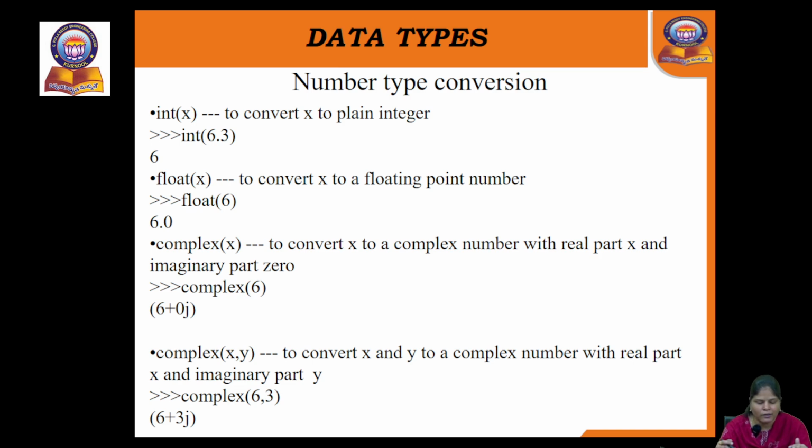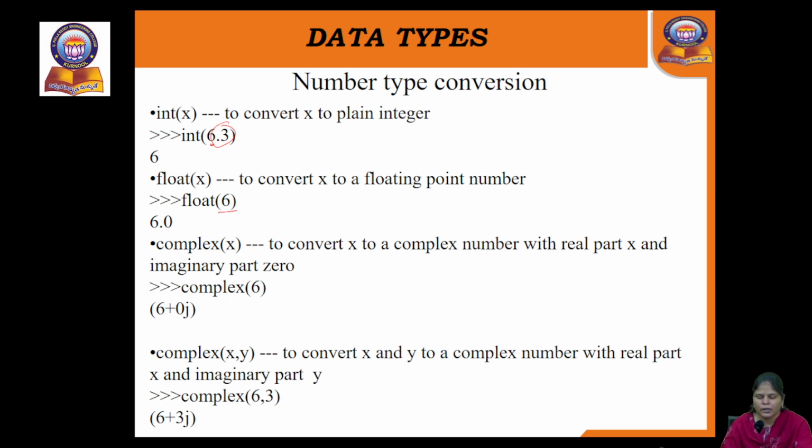So int of 6.3 removes whatever values we have after the decimal, and only the integer part is the output here. Then we have a function called float, which is used for converting an integer to a floating value. You give an integer as input to this function, and it converts it into a floating value, just by adding .0 to it, right?